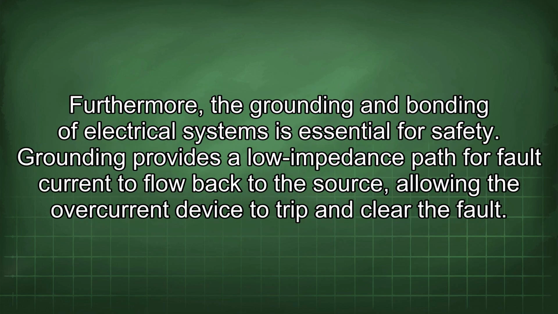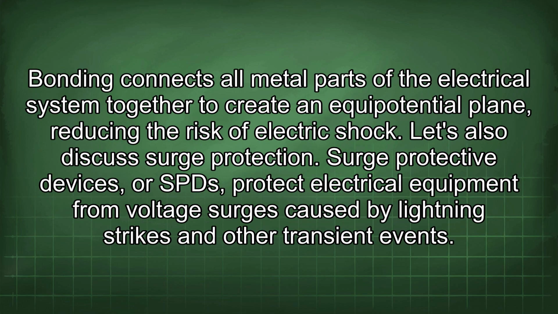Furthermore, the grounding and bonding of electrical systems is essential for safety. Grounding provides a low impedance path for fault current to flow back to the source, allowing the overcurrent device to trip and clear the fault. Bonding connects all metal parts of the electrical system together to create an equipotential plane, reducing the risk of electric shock.